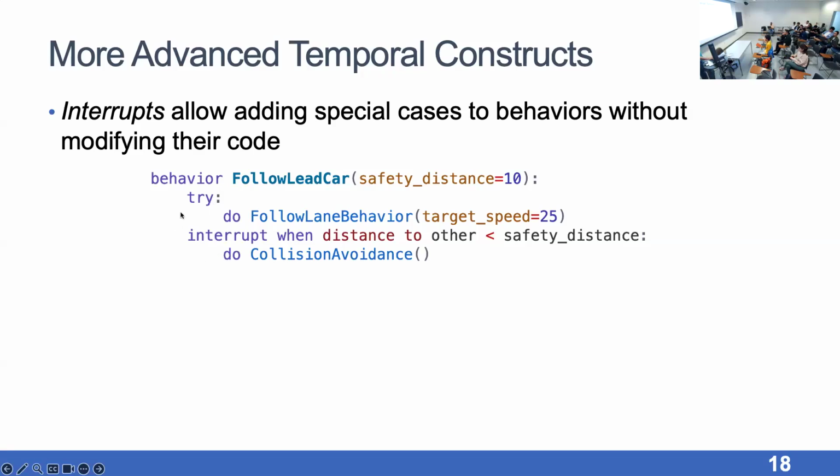So the semantics of this is we start running the code inside the try block. So here we're using the do statement to invoke a sub behavior. So it's like a function call, but it's a call to another behavior.